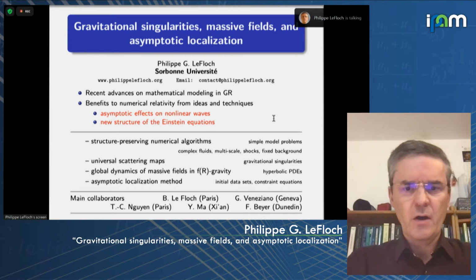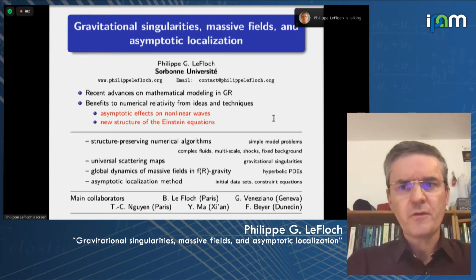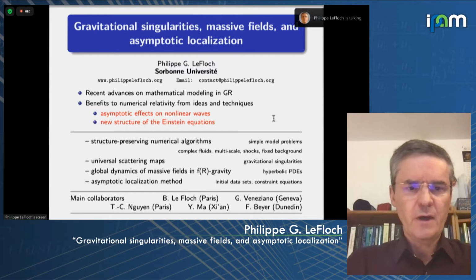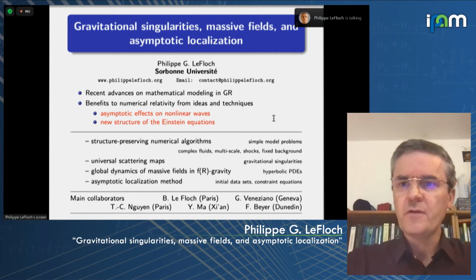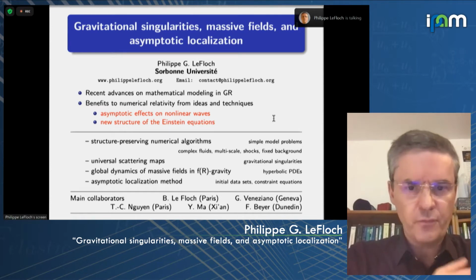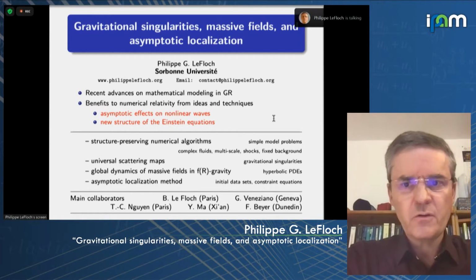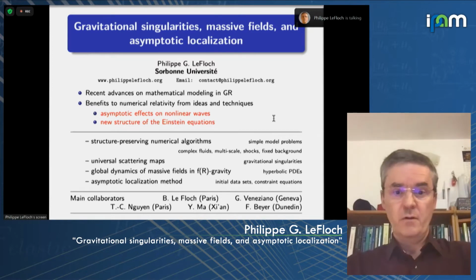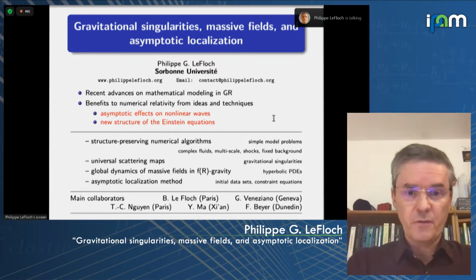But I think there is also some interesting structure on formulating hyperbolic equations for f of r gravity in massive fields and advances when you introduce a foliation based on asymptotically hyperboloidal hypersurfaces to foliate your spacetime. And I think not so much has been done in this direction numerically, but theoretically there have been a lot of recent advances. So the last few pages of the talk, you may later look at them.